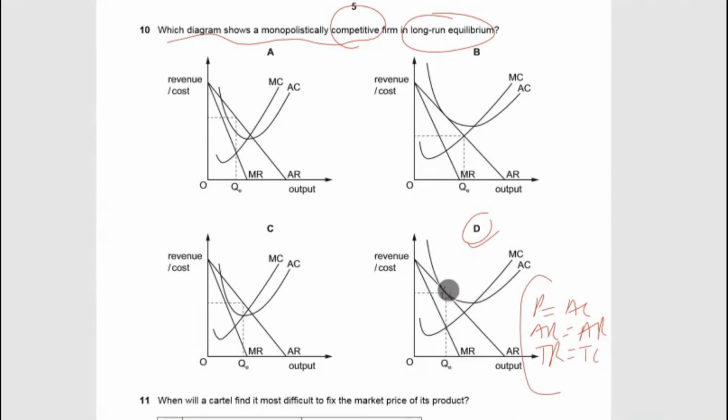So at this point, when marginal cost intersects marginal revenue, the quantity produced is Q naught, and this is the price which will be charged. This is the price. The average revenue line is tangent to the average cost curve at this point. So at this point, cost will also be the same. So average cost and price are both equal at this point. So D is the perfect answer.